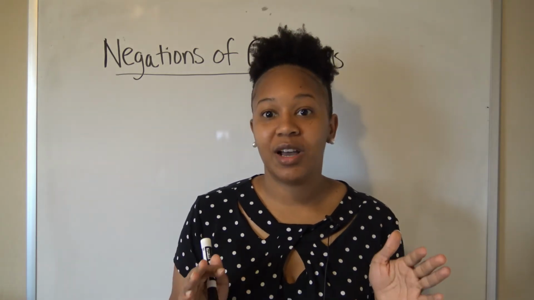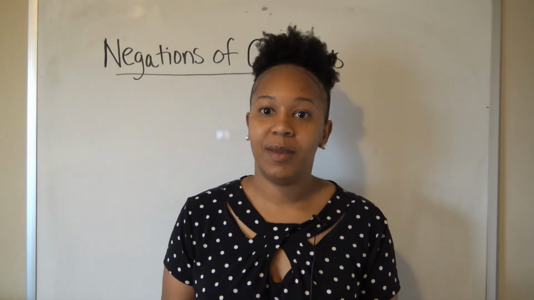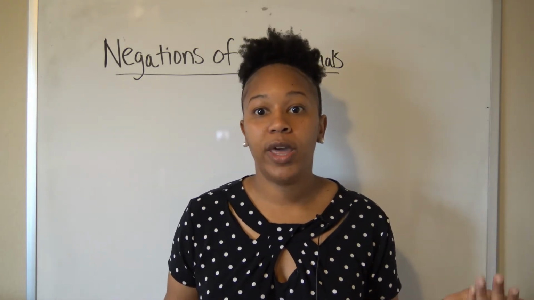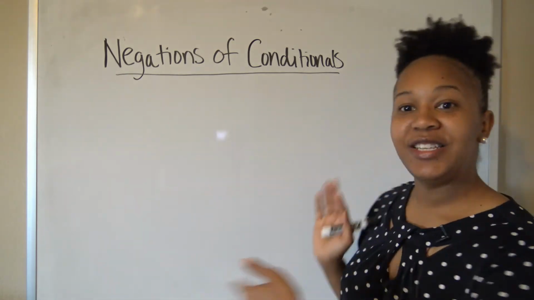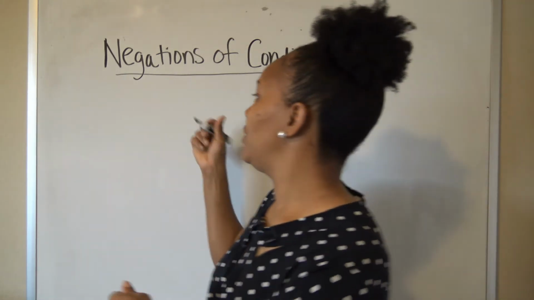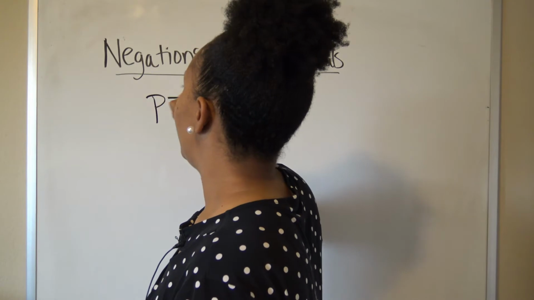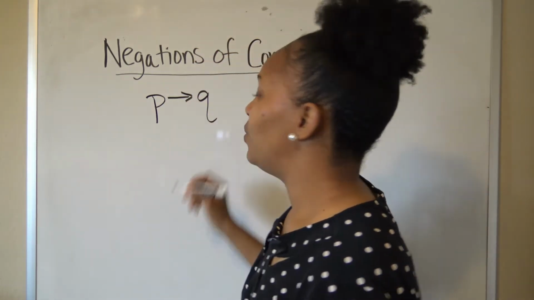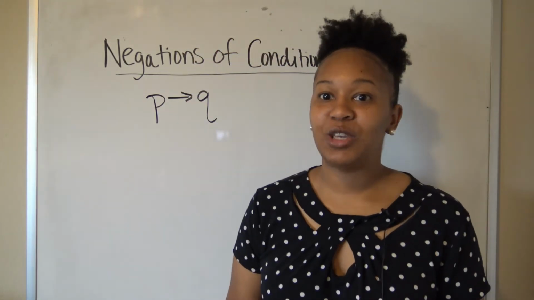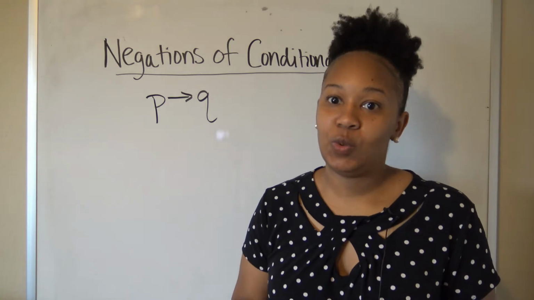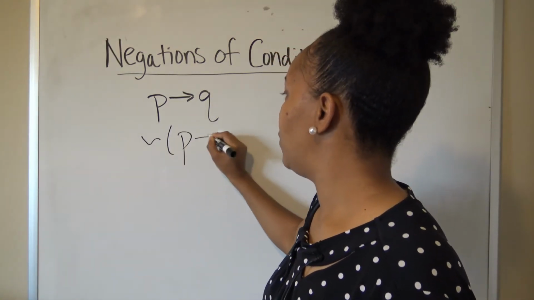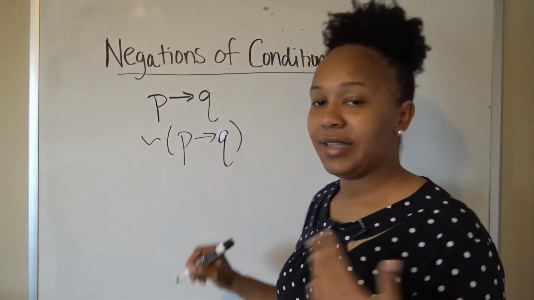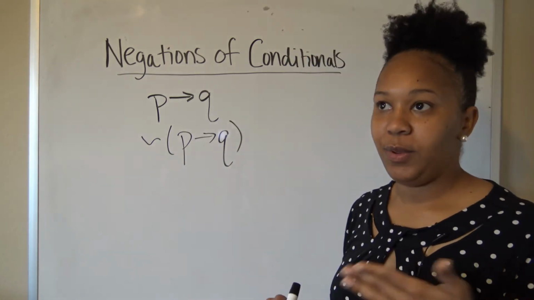But we're going to actually talk about what it means to negate each of those statements. And we're going to start off with the negation of the conditional, which I have up here, negations of conditionals. And remember, the conditional is P implies Q. You can read it as P implies Q, but that means if P, then Q. So I want to look and see what happens when I negate P implies Q. So what is the negation, or basically the opposite of if P, then Q?